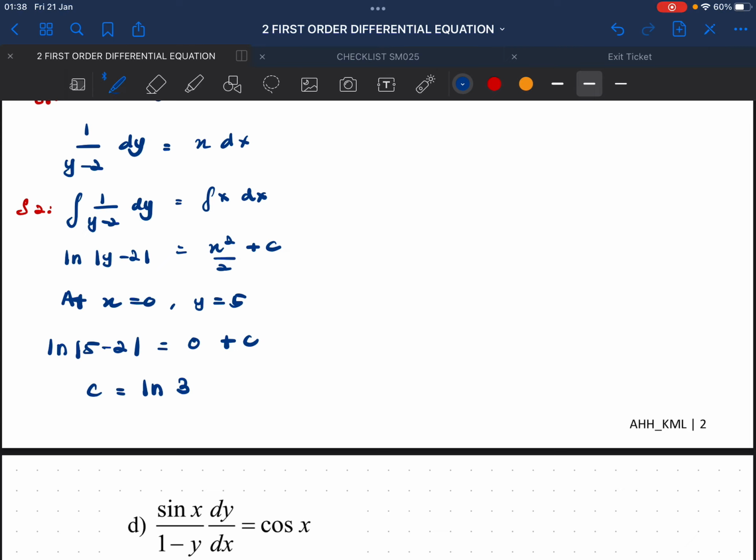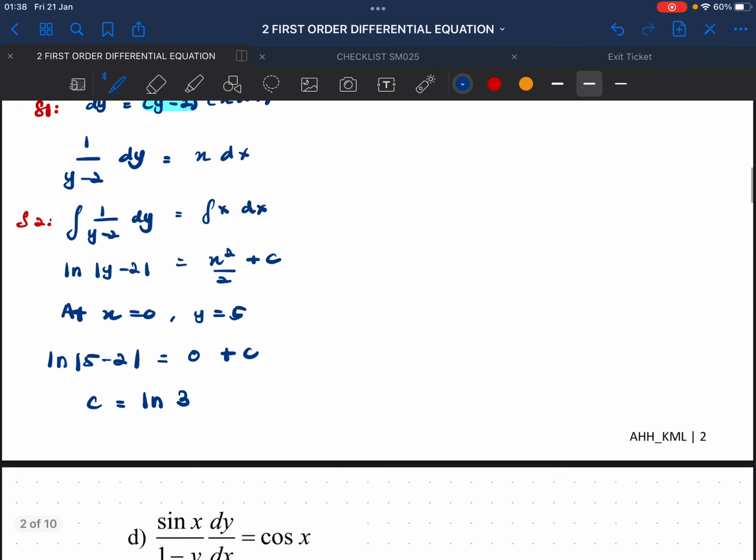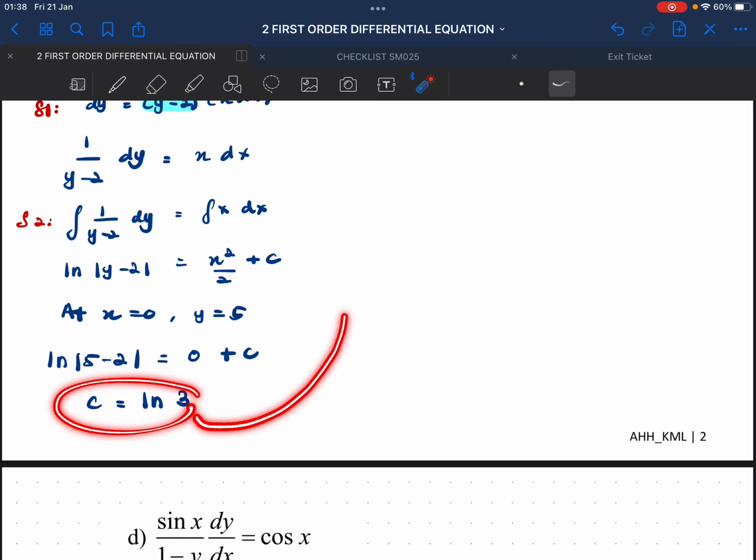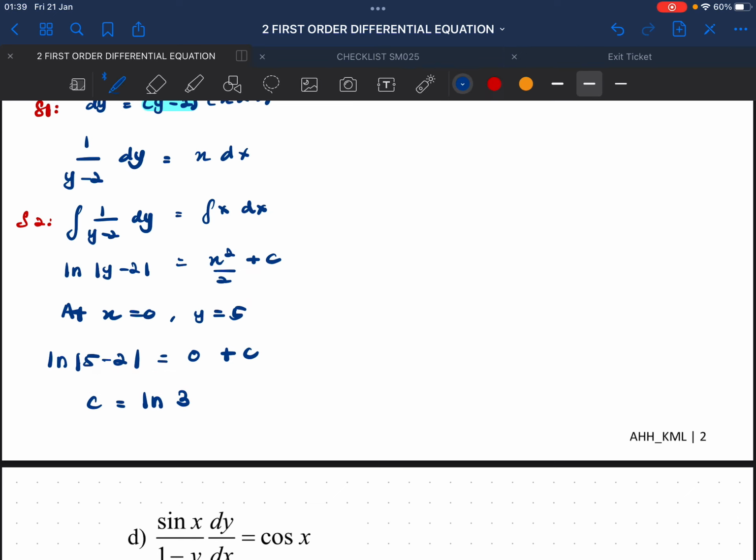But we do not want to find the constant. Yes, we do want to find the constant, but the question asks to solve the equation. That means we want to find our y. So we have to substitute our c back into our general solution here. So this is your general solution. We substitute back here. That means you will have ln modulus y minus 2 equals x squared over 2 plus ln 3. So this is your particular solution.